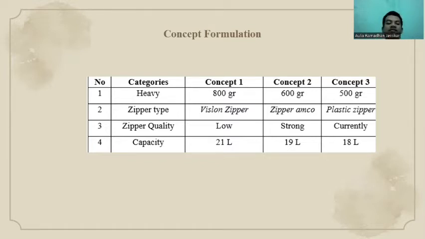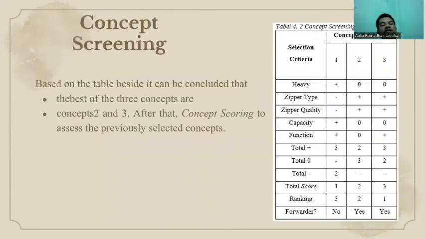Zipper type is plastic zipper. Zipper quality is good, and capacity is 18 liters. Next is about concept screening. The first step in screening is to determine the criteria for comparison of alternative concepts. As you can see, we have 5 criteria: weight, zipper type, zipper quality, capacity, and function.